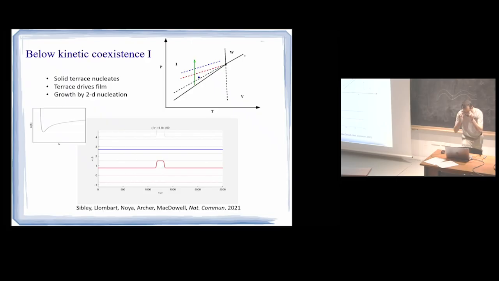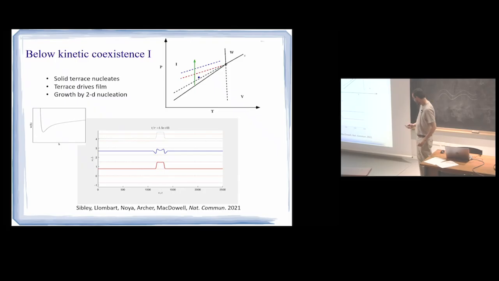If I create a small step in this situation, this situation is below the red line. So my free energy looks like this, which means that I am always stable at a film of finite thickness. Oh, this doesn't work. Is it working? Ah, good.